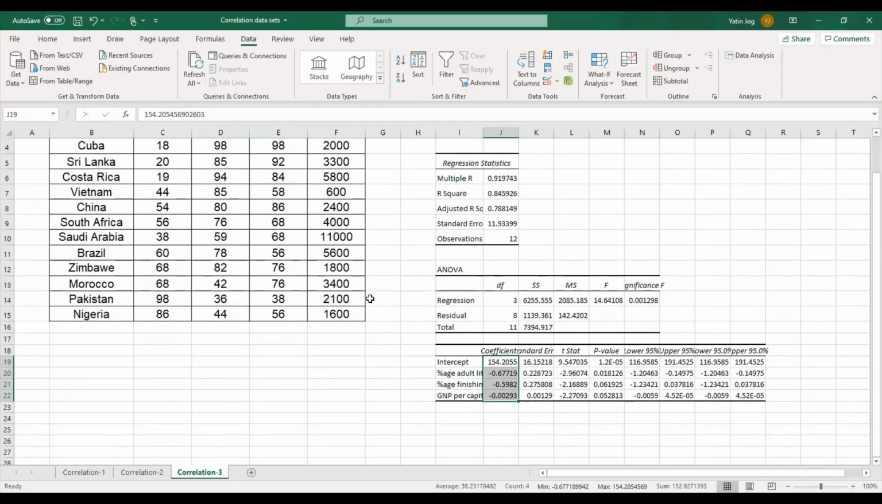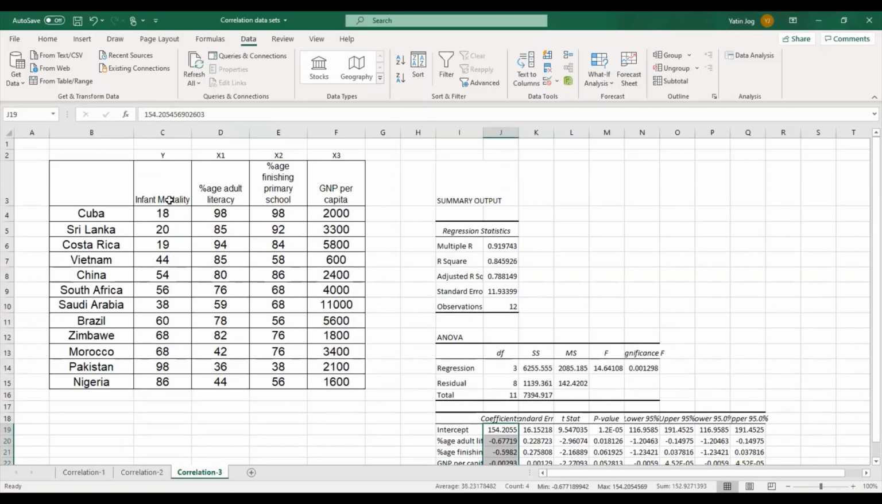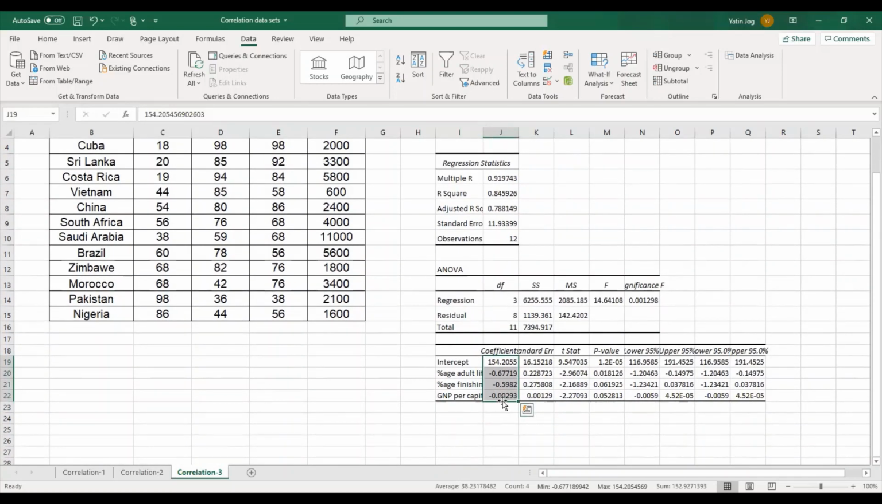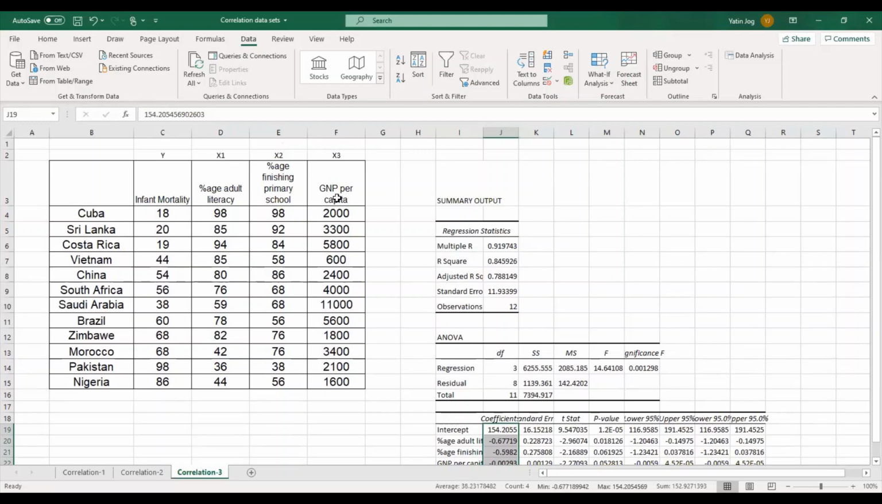So what is the equation of this data set? The equation will be infant mortality equal to, the first variable is this and the coefficient is minus 0.677. So minus 0.677 into literacy rate, minus 0.5982 into schooling level, minus 0.0029 into GNP, plus 154, which is the intercept.